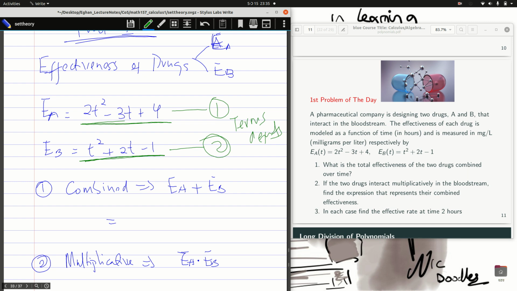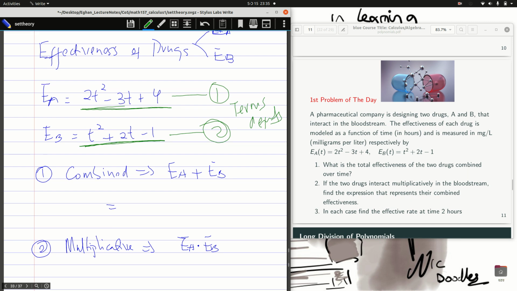Okay. Question 1 says, what is the total effectiveness of the two drugs combined? Combined means we are adding, as expressed in equation 3. Adding, we are going to use like terms, so you should know what the answer would be here. I know it's going to be something t squared plus something t plus something. You must find this.